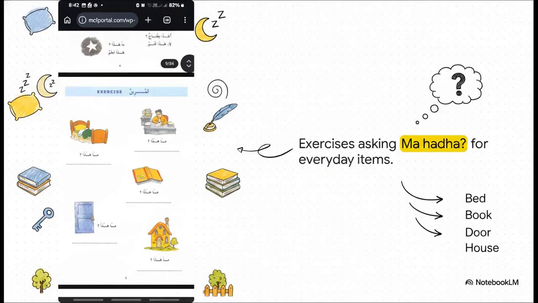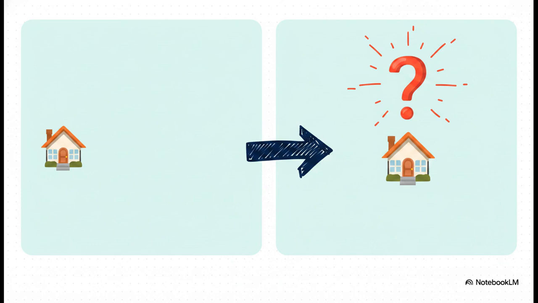Try to mentally guess the translations here as we ask, what is this, for a few everyday items. For a bed, the question is ma hada, and the answer, going back to our first building block, is hada sarir. For a book, ma hada kitab. It forms this really perfect conversational loop that builds your vocabulary with incredible speed. And honestly, this brilliantly illustrates how adding just a single "ah" sound to the front completely flips the statement into a yes or no inquiry.